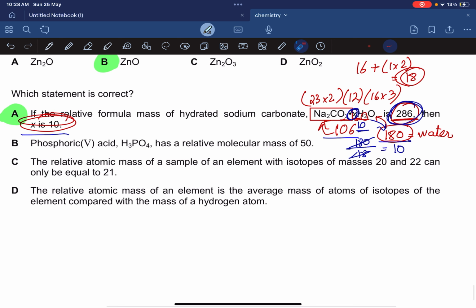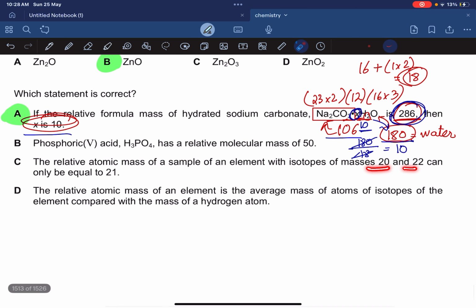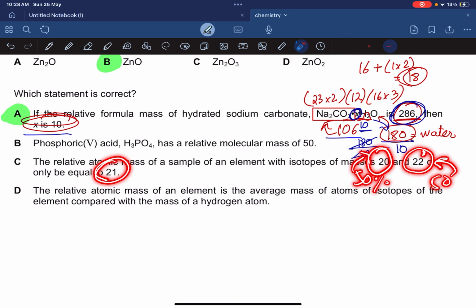ठीक है, the relative atomic mass of a sample of an element with isotopes 20 and 22 can only be equal to 21. Not at all possible. ये 21 कब होगा? What have I told you? जब 20 और 22 जो masses हैं वो equal abundance में होंगे, मतलब 50% ही इसका environment में होगा और 50% ही इसका environment में होगा, तो exactly इनके center में 21 आंसर आएगा, ठीक है. बट अगर इनकी abundance different है तो definitely not 21.